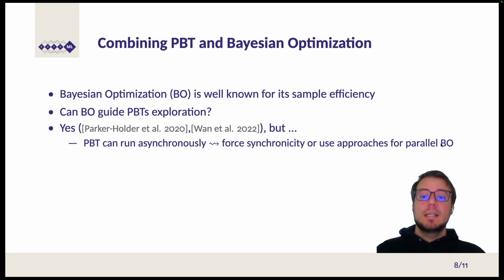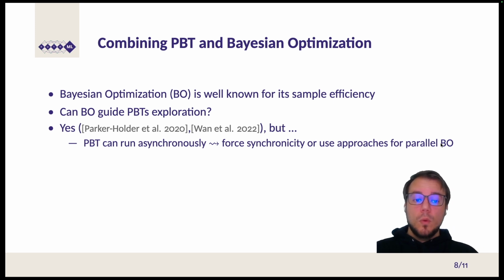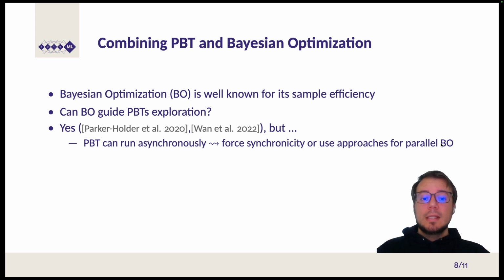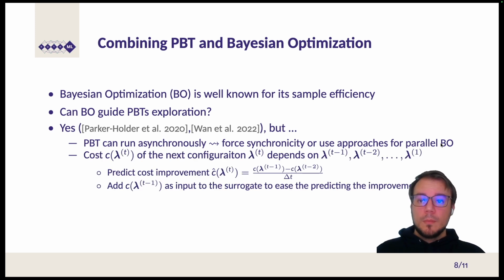First off, PBT can run asynchronously. So that means if we want to use BO, we either need to force synchronicity or make some use of parallel BO that can deal with the asynchronicity of these multiple population members. But more importantly, the cost really depends on a bunch of different cost values that are induced by these different hyperparameters that we explore over time. So this prediction task gets very difficult. To make it easier, we predict the cost of improvement rather than the exact cost.